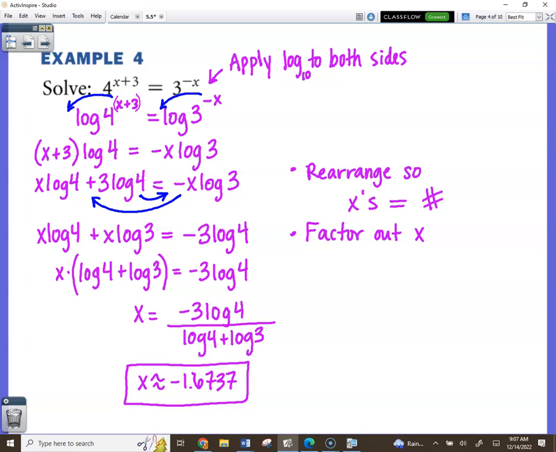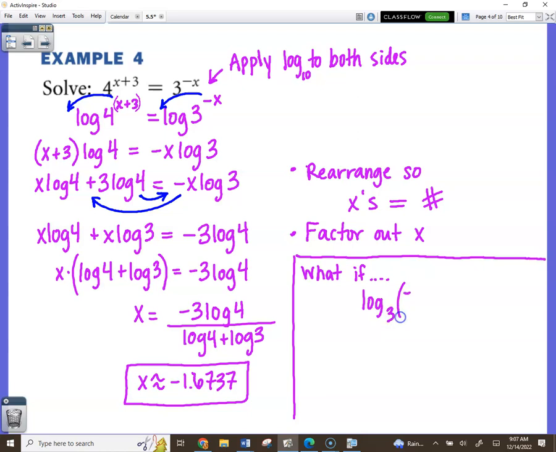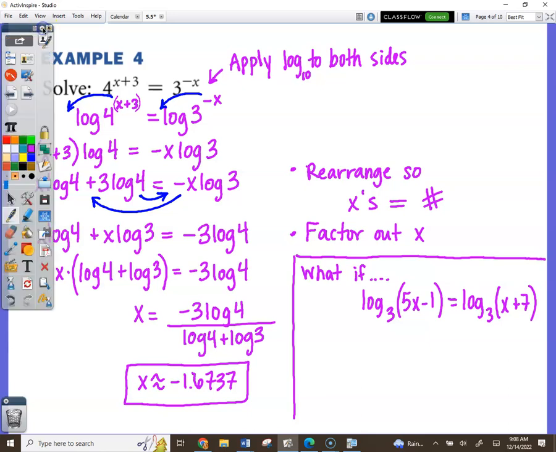Now, let me show you one that never came up in the problems, but it could have easily happened here. So come right here and draw a space and put "what if." What if you had log base 3 of some expression equals log base 3 of some expression? You might know where this is going. What if that was our problem to start with? Oh, look at that.